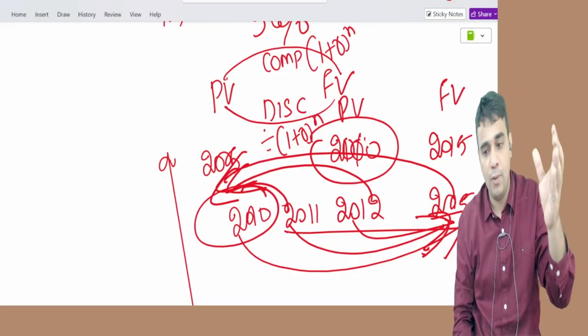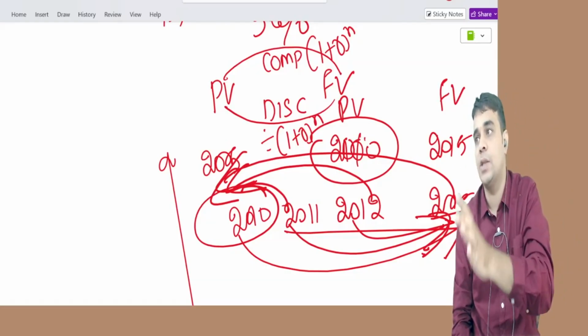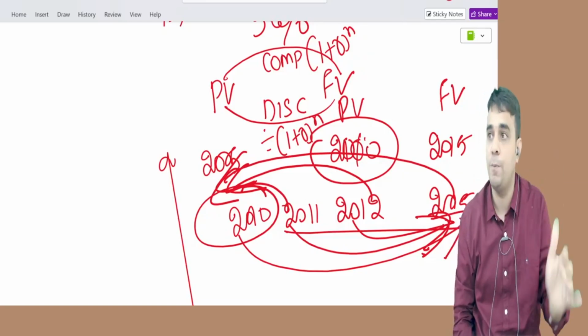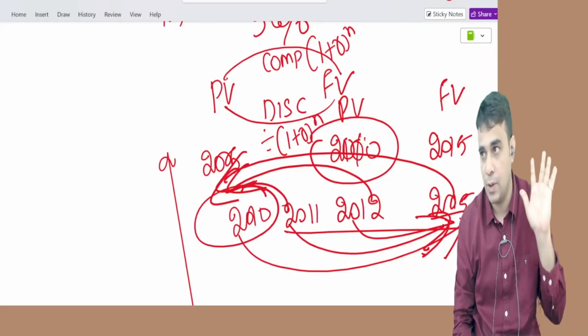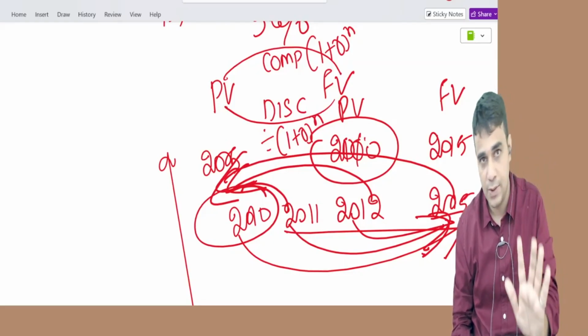Clear? So I may want to move from present to future. That is called compounding. Future to present is called discounting. Any doubts on the concept? Can we proceed? Understood the calculation?